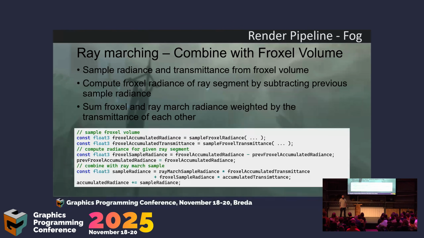We also have to combine our samples with the pre-integrated radiance and transmittance from the froxel volume. To do so, we first trilinearly interpolate integrated radiance and transmittance from the froxel volume at our sample point. And we compute the radiance for the ray segment by subtracting the froxel radiance of the previous sample. We sum up ray march radiance and froxel radiance weighted by the transmittance of each other.